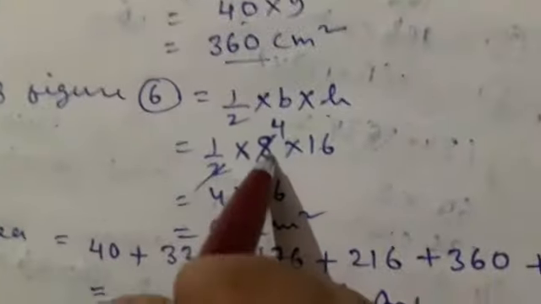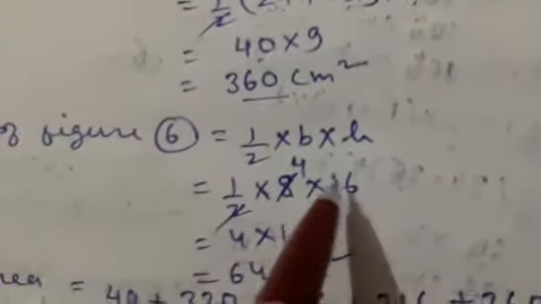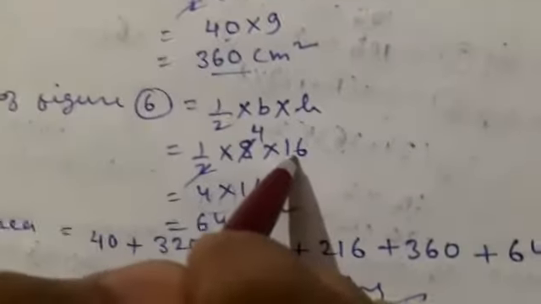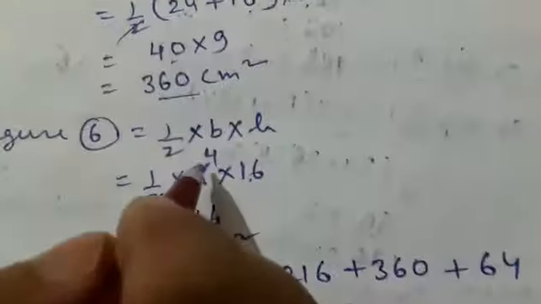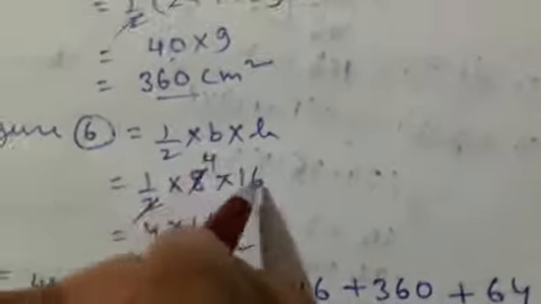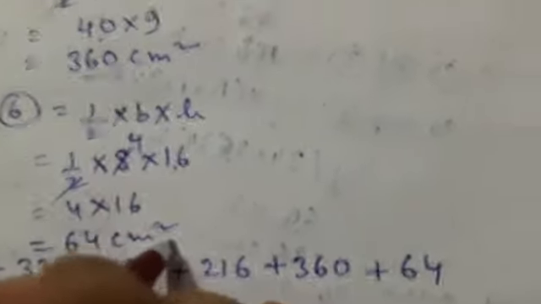Now area of figure 6, this is a triangle, so half b into h. 1 by 2, base will be 8 into 16, height will be 16. So 2 4s are 8, 4 16s are 64 centimeter square.